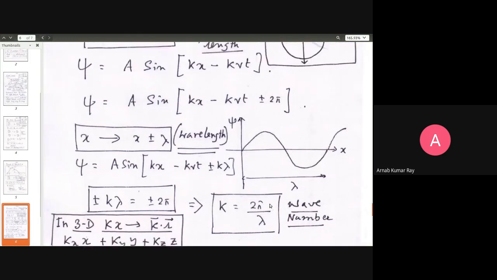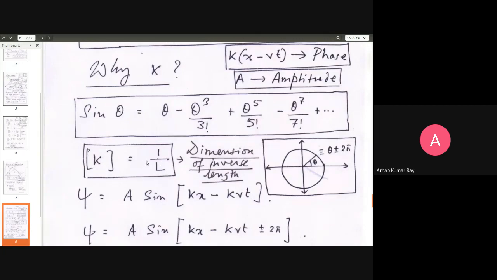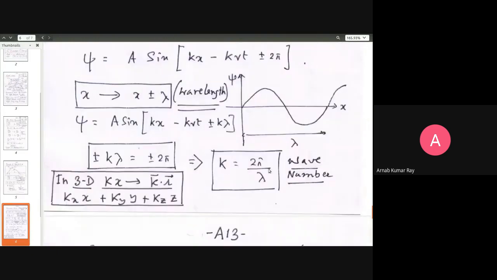As you can see, we said that k must have the dimension of inverse length. Indeed, it has, because k is equal to 2 pi by lambda. 2 pi is just an angle in radian unit, dimensionless. And lambda is wavelength. It has the dimension of length. So 1 by length is the dimension of k.